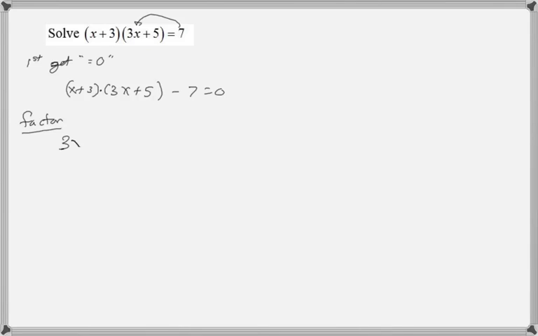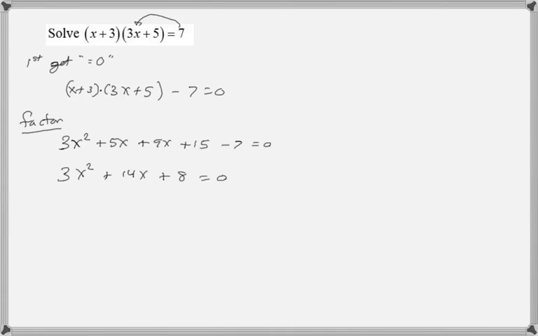When I do that, I'll get 3x squared plus 5x plus 9x plus 15. Still need to subtract 7, and that must be equal to 0. If I combine my like terms, I'll have 3x squared plus 14x plus 8 is equal to 0.